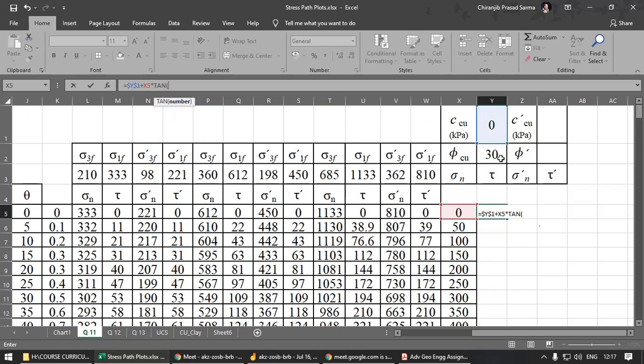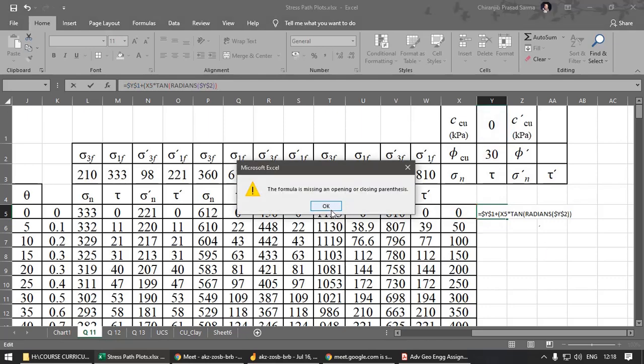if I give 30 here, you have to convert that into radian. If I give 30, Excel will take 30 radian, so we have to convert that into radian. So 30 degree, convert degrees to radians. Then we need not change this, so we will again give a dollar sign. And this is sigma n tan of phi, and this is C plus sigma n tan of phi. Enter.